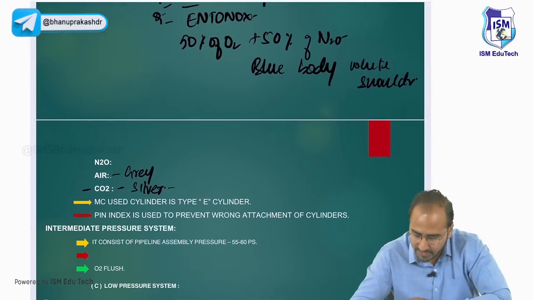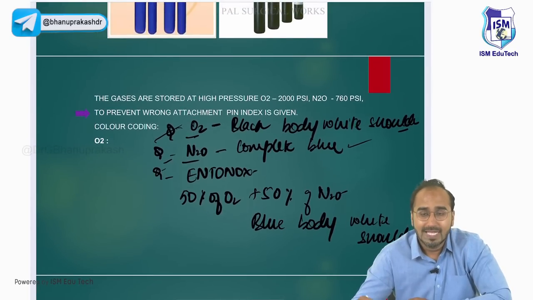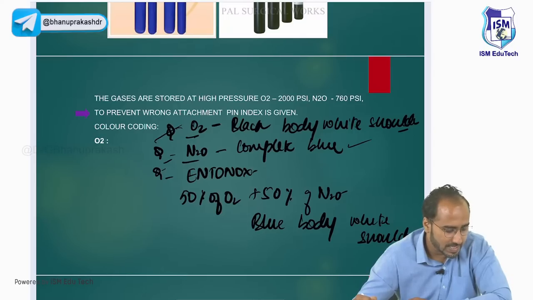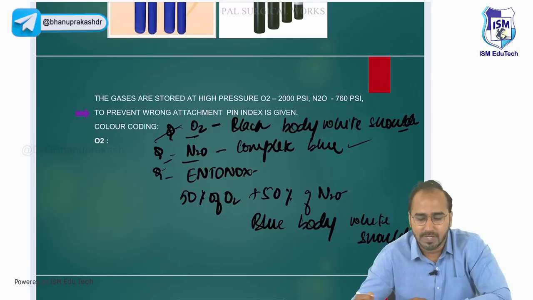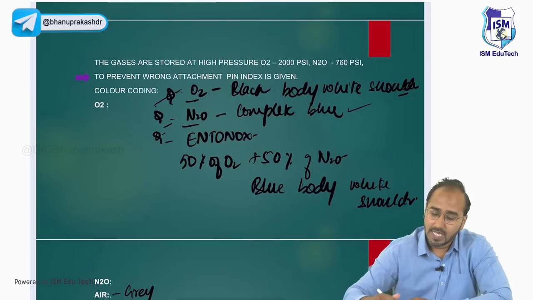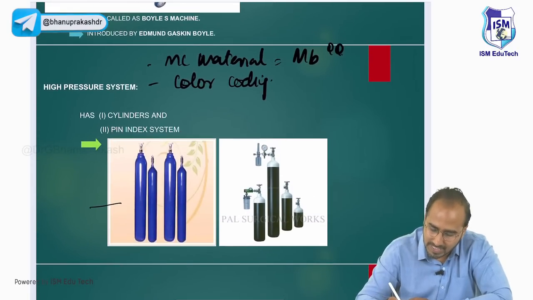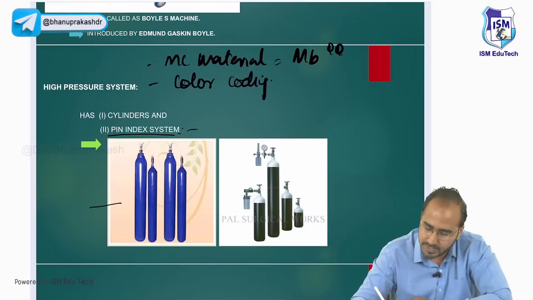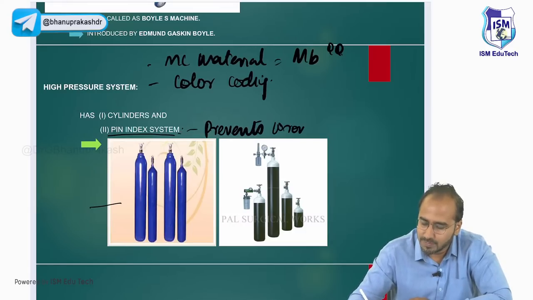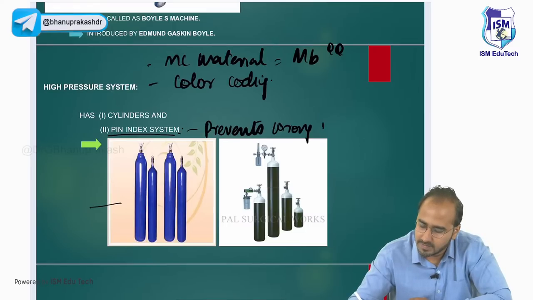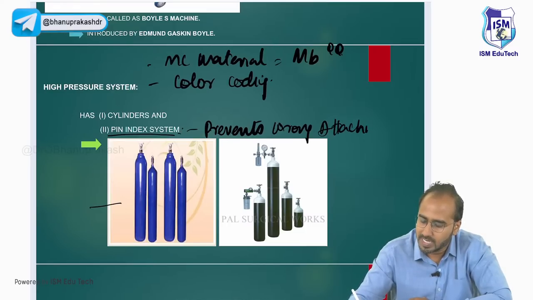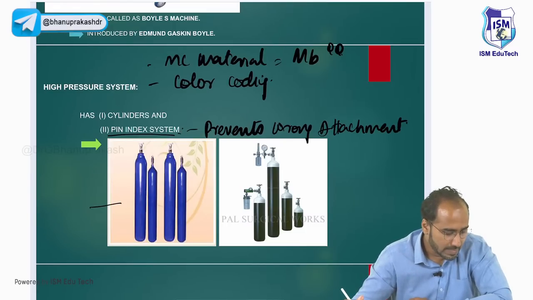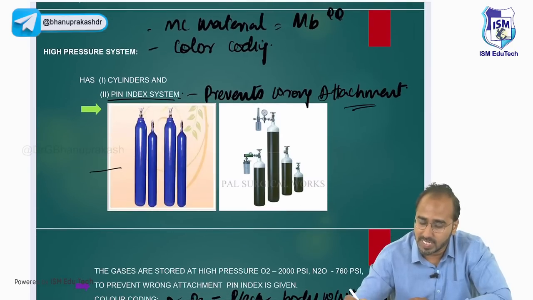Apart from that, what else we need to remember is how these cylinders are attached to the machine. The cylinders are attached to the machine with the help of the yoke valve assembly. In the yoke valve assembly, there is a system that prevents wrong attachment of the cylinder. What is that system called? That system is called the pin index system.